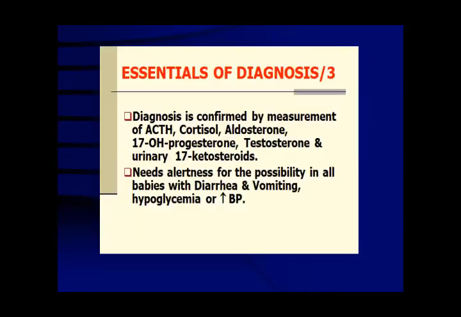The essential of diagnosis is that the diagnosis is confirmed by measuring ACTH level, cortisol level, aldosterone, 17 hydroxyprogesterone, testosterone, and urinary ketosteroids. You need to be alert to the possibility in all babies with diarrhea, vomiting, and hypoglycemia. If you find a baby whose genital system does not look normal, with vomiting, diarrhea, hypoglycemia, and increased blood pressure, the diagnosis which should immediately come to your mind is congenital adrenal hyperplasia.